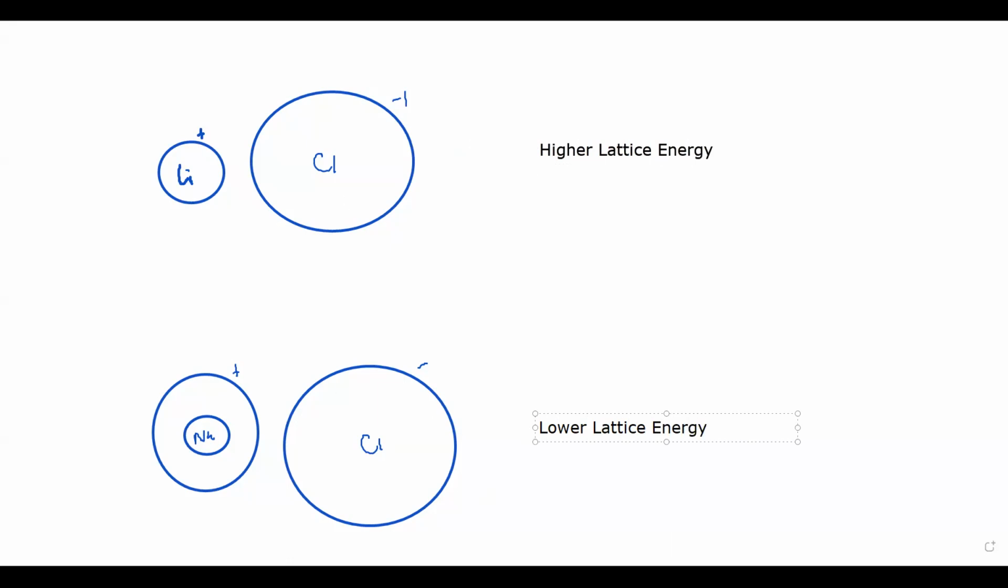Because when ions are smaller, they are closer to each other. When ions are larger, they are relatively away from each other. So the lattice energy depends on the size of the ions. The size of the ion should be as small as possible. It also depends on the charge of the ions, or the charge density.